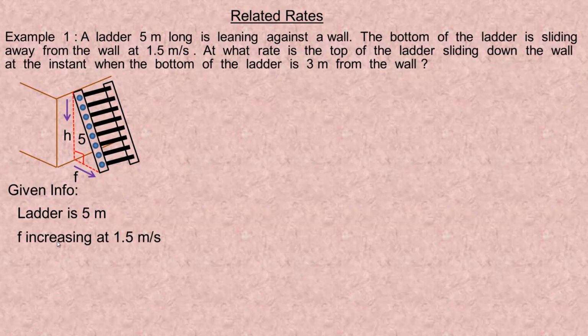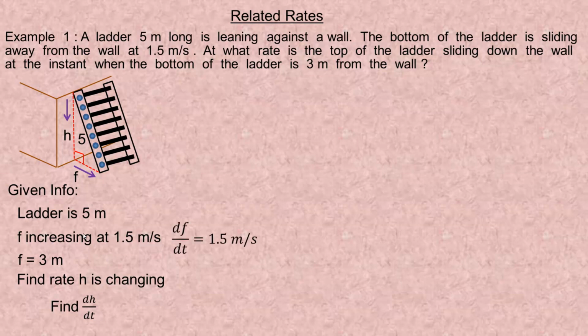So we're told that the f distance is increasing at 1.5 meters per second, and we're asked to find the rate that h is changing when the foot of the ladder is 3 meters out from the bottom of the wall. So that rate, find the rate h is changing, would be called dh dt. Most rates, the vast majority of rates, are with respect to time. So there's normally a dt in the bottom of the rate here. So we're told that f is increasing at 1.5 meters per second. So that means the rate that this side is changing is 1.5 meters per second, and we would call it df dt if that's the f distance.